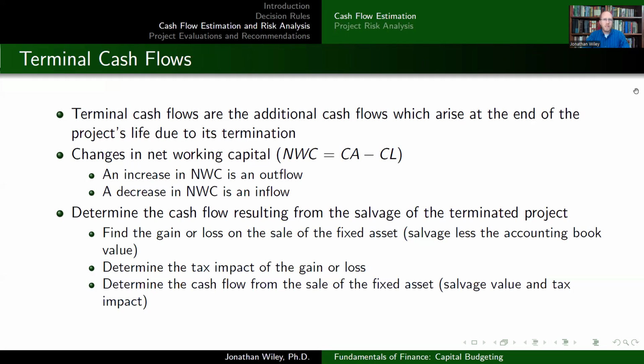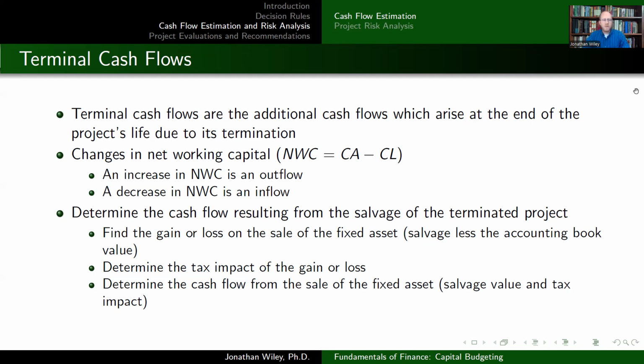Sometimes the purchase of a machine may have triggered some sort of change in net working capital initially, so often at time zero. And it's not uncommon, therefore, that it's assumed that when the project is over, there is a subsequent change in net working capital again. As a reminder, if there is an increase in net working capital, that would be considered an outflow, and a decrease in net working capital would be an inflow.